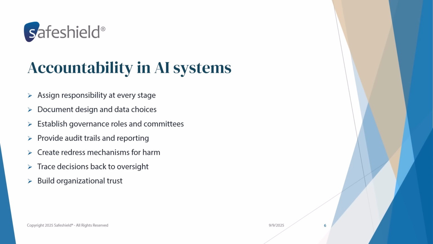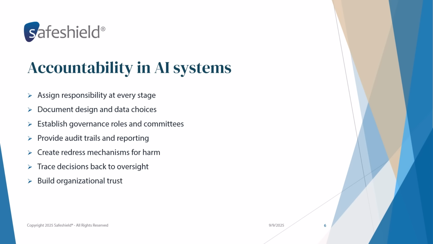Accountability is a cornerstone of AI governance. It ensures that organizations can identify who is responsible for outcomes produced by AI systems. This is particularly challenging because AI often functions as a black box, making it difficult to determine responsibility when something goes wrong. Governance addresses this by inserting accountability into every stage of the AI lifecycle.